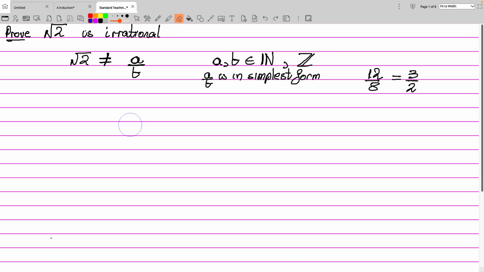What do we know about A over B? There's no common factors. There's nothing that goes into A that also goes into B. That's key to this proof. That's why we had to say A over B is in its simplest form. Now, let's get on with the proof.